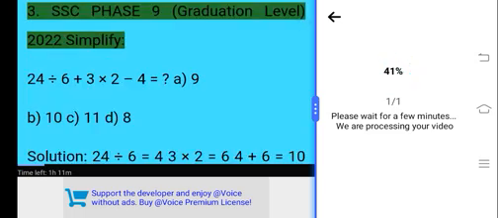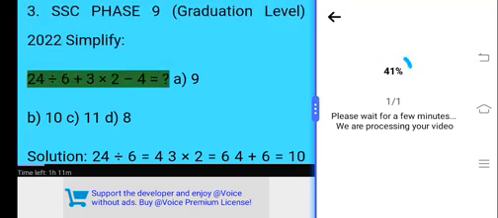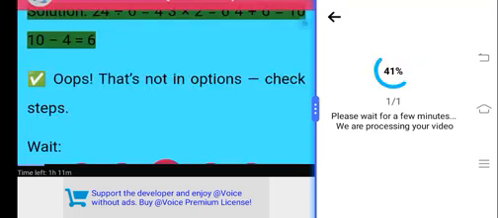3. SSC phase 9 graduation level 2022. Simplify: 24 divided by 6 plus 3 times 2 of 4 equals. Options: A 9, B 10, C 11, D 8.